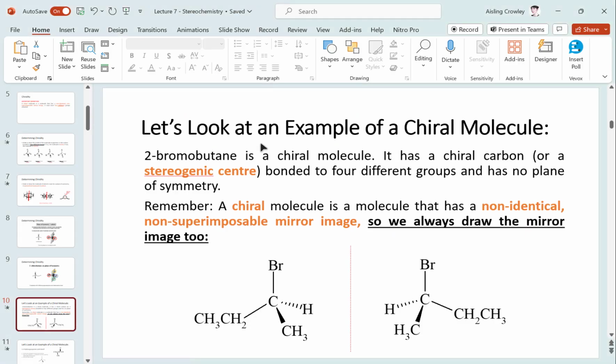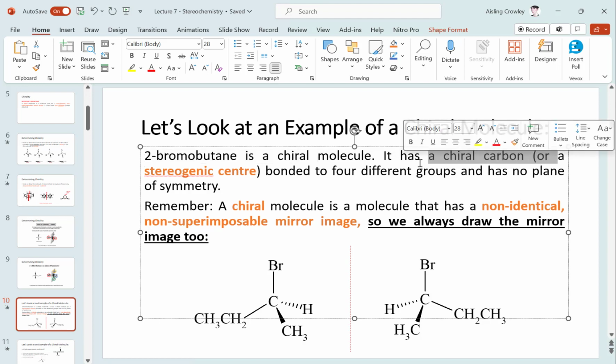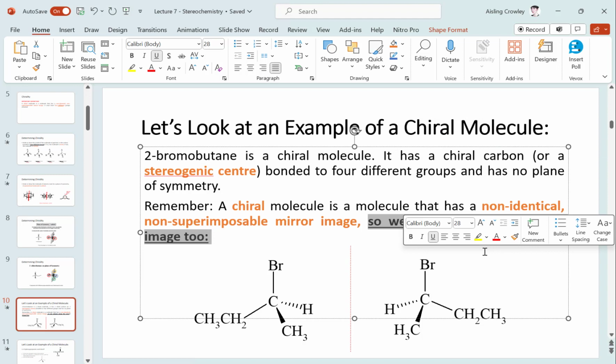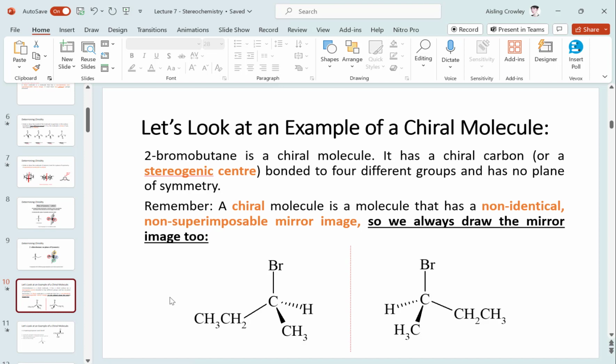Let's just flick back to our notes. This is just what we have here. We've taken our 2-bromobutane, we've identified our chiral carbon, and then we've drawn the mirror image of it, so the chiral molecule and its mirror image, and we've said that is known as enantiomers. So they are both enantiomers of one another. They are non-superimposable mirror images of each other.